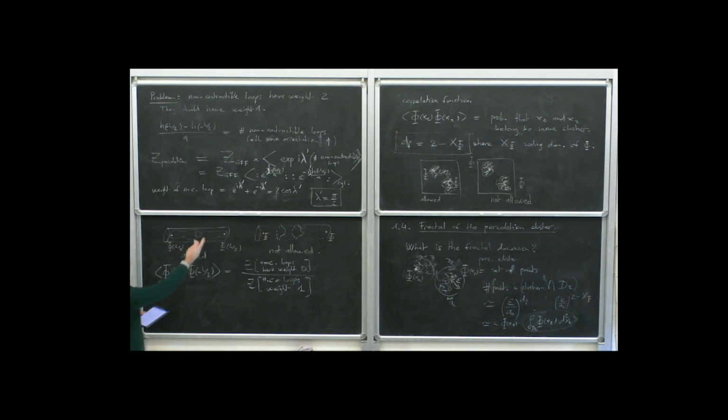But with what we wrote here, we see that this is a ratio of 2 correlation functions. One is with this coefficient lambda prime. And the numerator is with the coefficient lambda prime. The denominator is with the coefficient lambda.